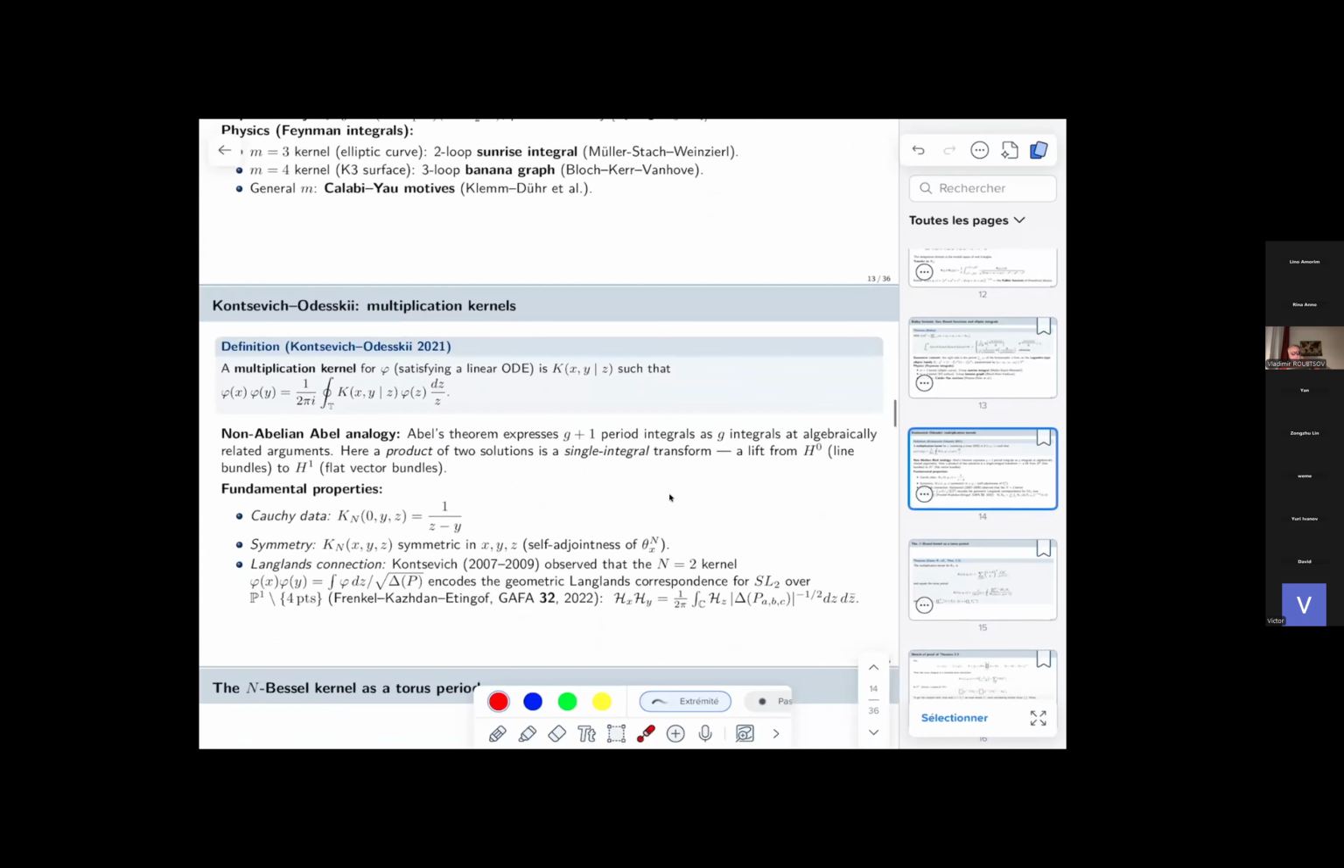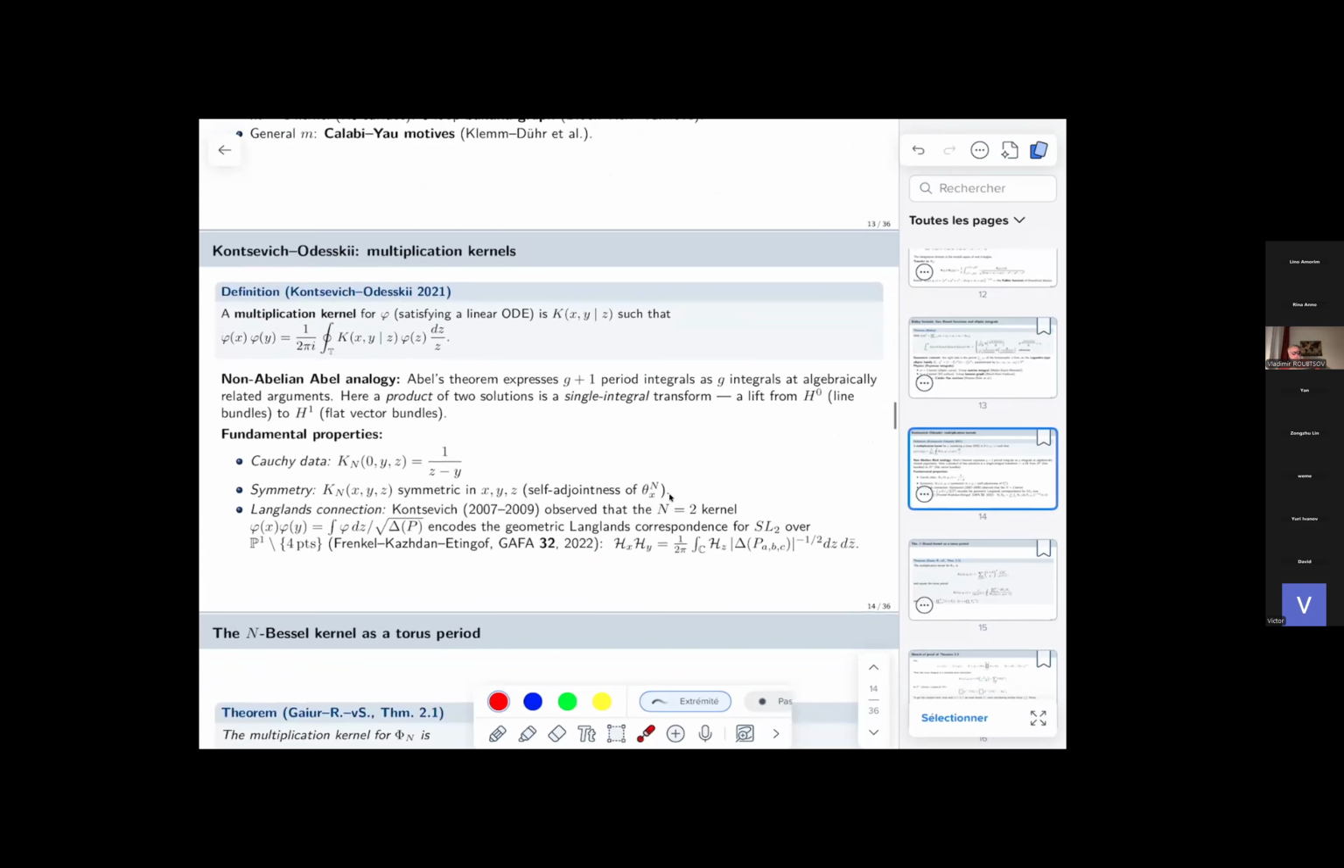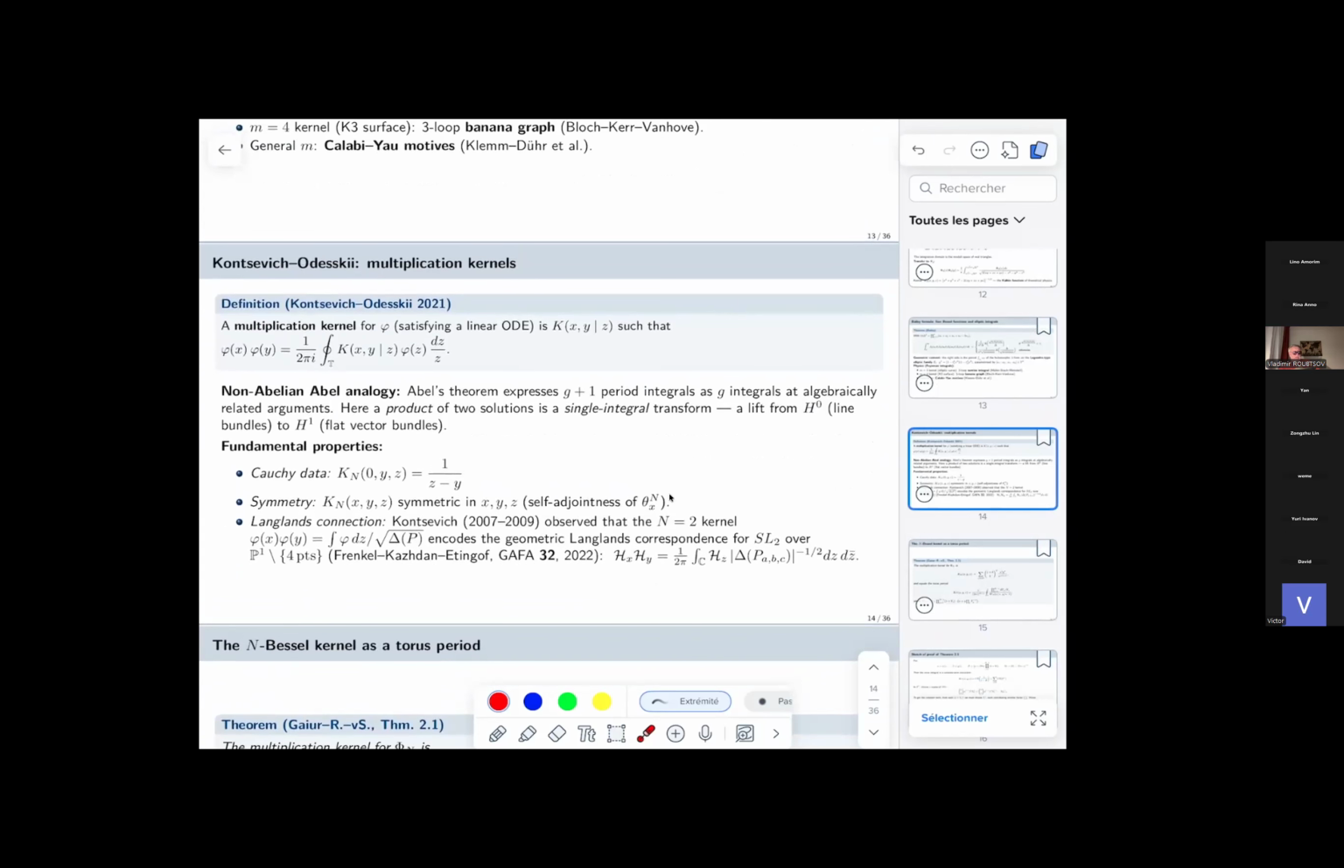Another motivation for us was, as I told, the Odesskii-Kontsevich multiplication kernel paper. Among the beautiful results of this paper, Odesskii and Kontsevich proposed some answer for any hypergeometric equation, and for any hypergeometric equation of order 3, they wrote the corresponding kernel for products of solutions.